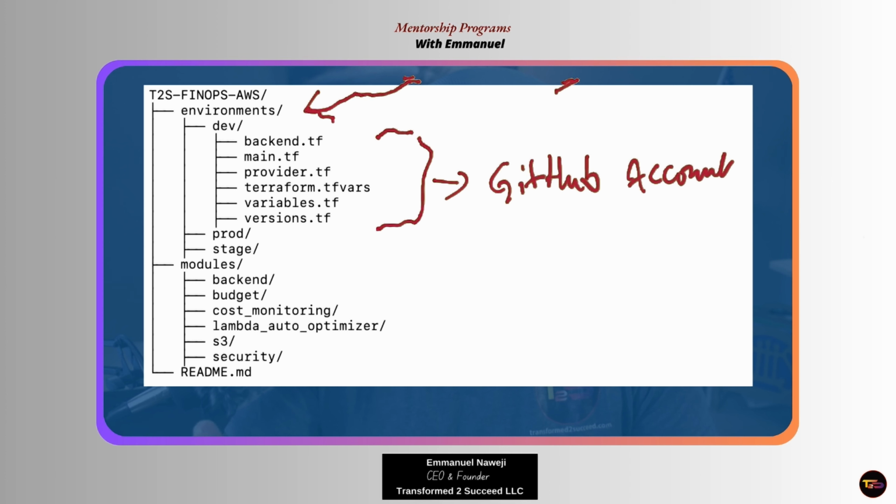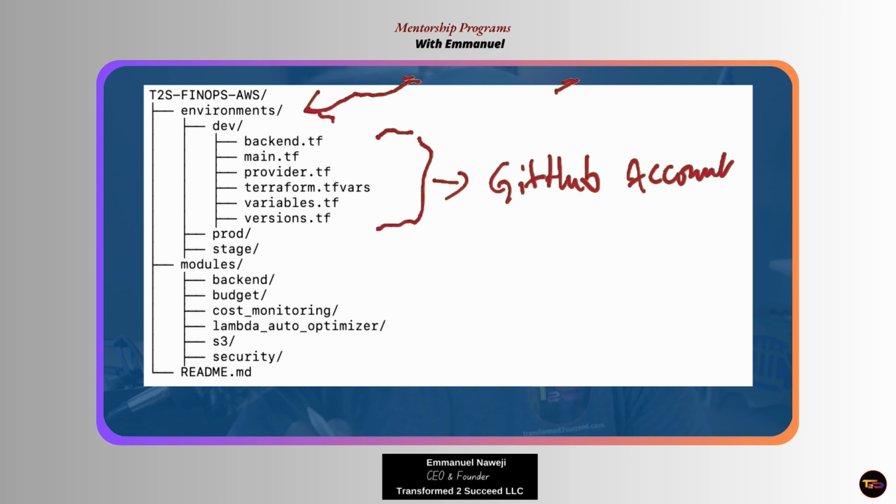And we'll talk about the budget module. We'll have a cost monitoring module. We'll also have the Lambda Auto Optimizer module. We'll have an S3 bucket module, and this is where we're going to store our cost reports. So everything that we pull from budget, cost explorer, and so on is going to be stored in an S3 bucket for analysis, for monitoring, and so on.